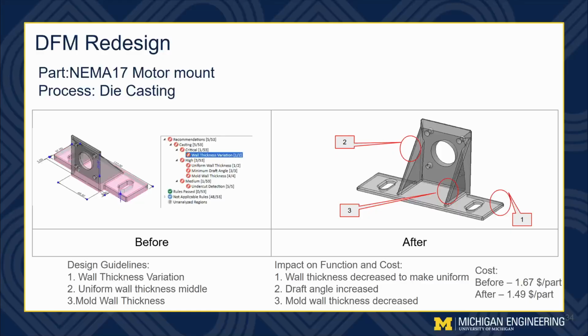Our second DFM redesign was done with the part above from the process selection slide. Using DFM Pro, we identified 3 key design guidelines: the wall thickness variation, uniform wall thickness in the middle, and the minimum wall thickness. In order to mitigate these, we used draft angles and also decreased the wall thickness of the part, and the cost decreased from $1.67 per part to $1.49 per part.